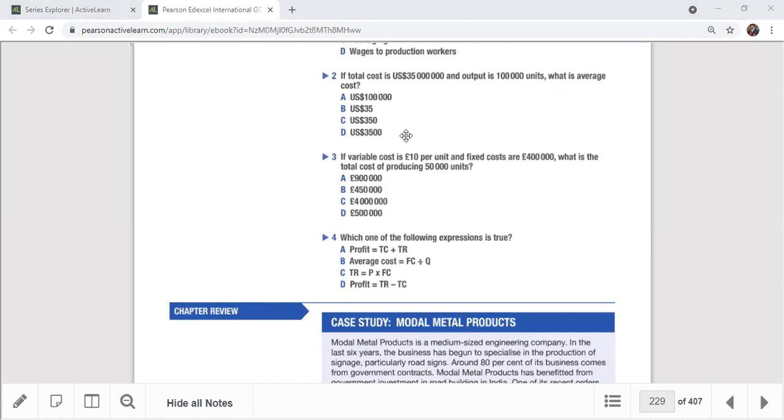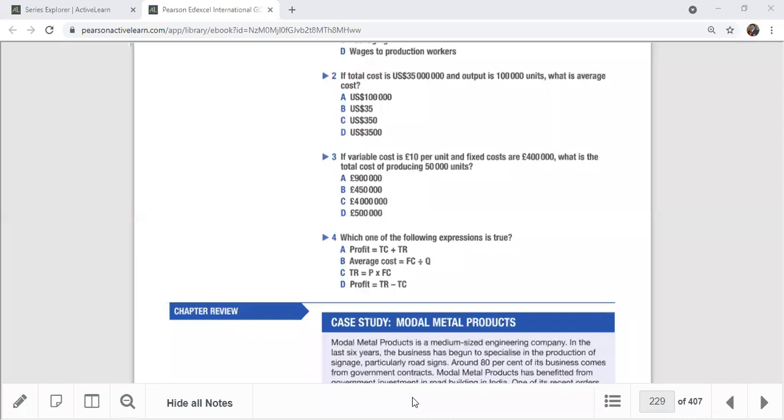A is the correct answer. His answer he gave as D, so that's not the answer. It's 500,000 plus 400,000 because it's asking the total cost, right? Total cost of producing these 50,000 units. So variable cost is 10 times 50,000, that is 500,000. Plus fixed cost: variable cost plus fixed cost. Fixed cost is 400,000, variable cost is 500,000. Answer is 900,000.